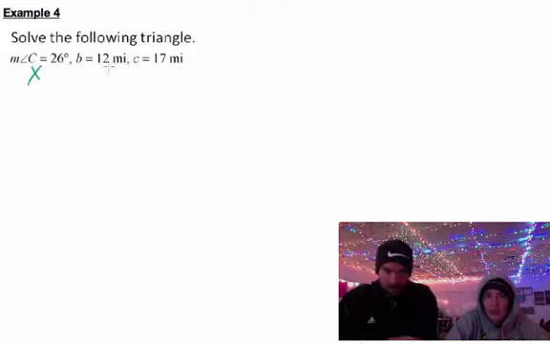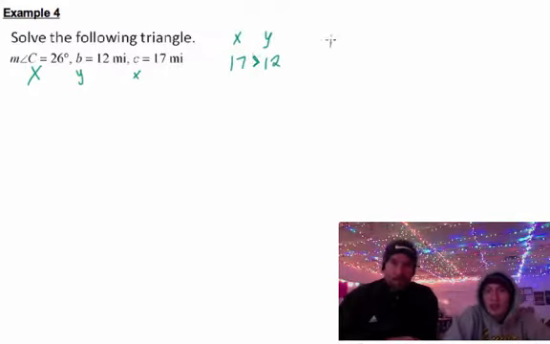This would be our angle x that we know. Here's our little side x, and there's the y. So let's compare x and y. x is 17, y is 12. That's a greater than situation. It's only one way, so that means that one triangle exists. Just one. Now we run through the whole law of sines situation and solve it.